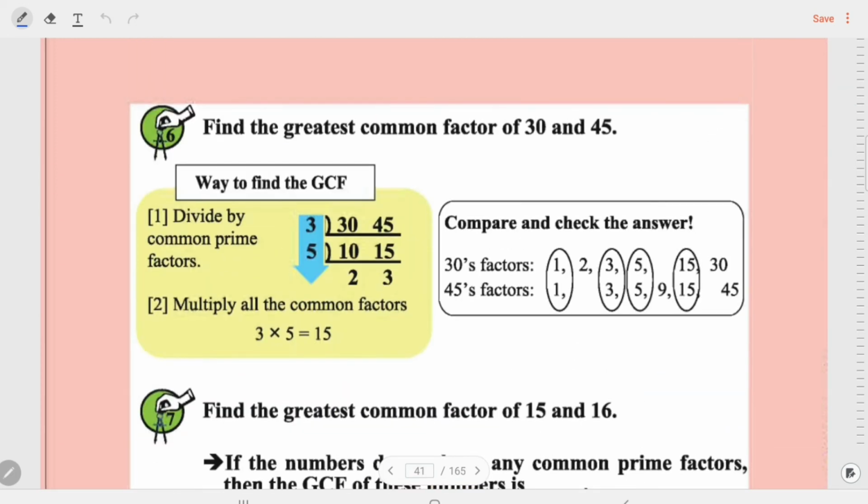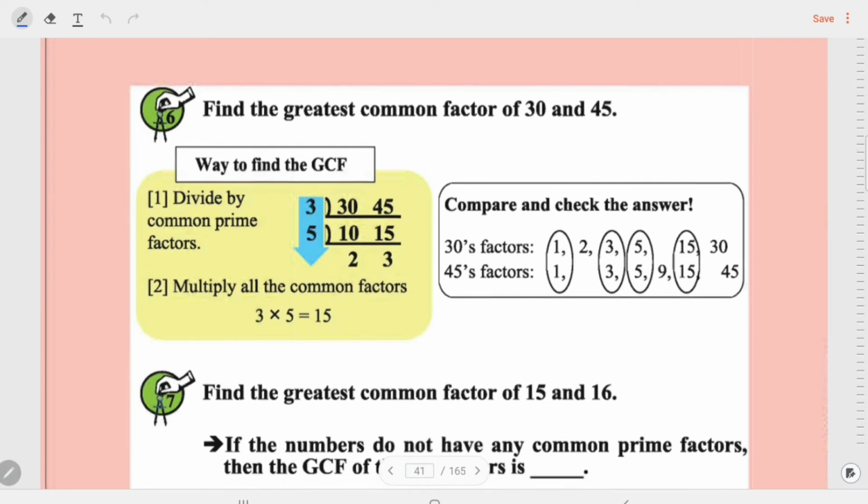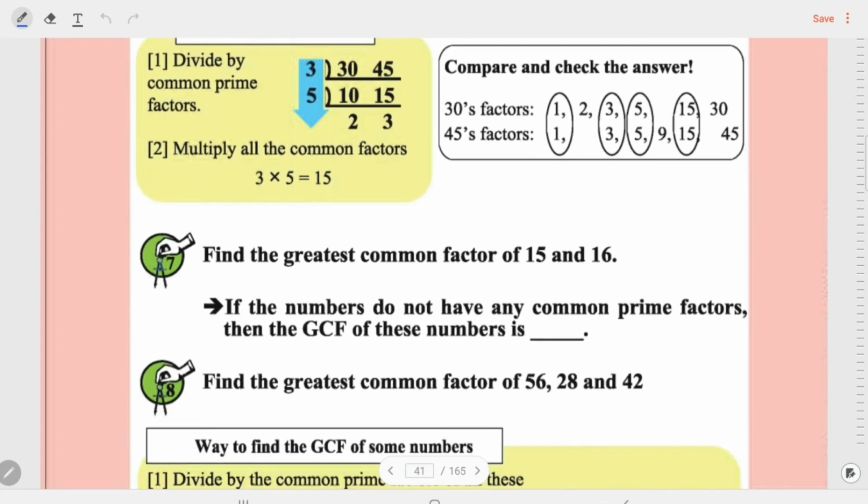Okay, find the greatest common factor. Again, you can also find the GCF by means of prime factorization. So divide by common prime factors like this, 30 and 45. Multiply all the common factors. What are the common factors? 3 into 3 and 5 in this case. That is the greatest common factor. This is the easiest method, right?